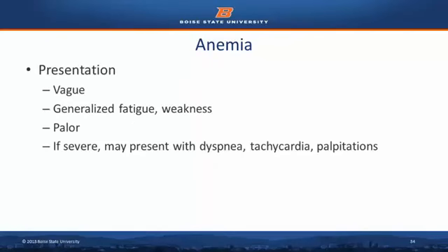Anemia of chronic disease is often overlooked or masked by the symptoms of the chronic disease. Very vague symptoms, generalized fatigue and weakness, pallor, and if severe, they may have more obvious symptoms such as dyspnea, tachycardia, or palpitations.